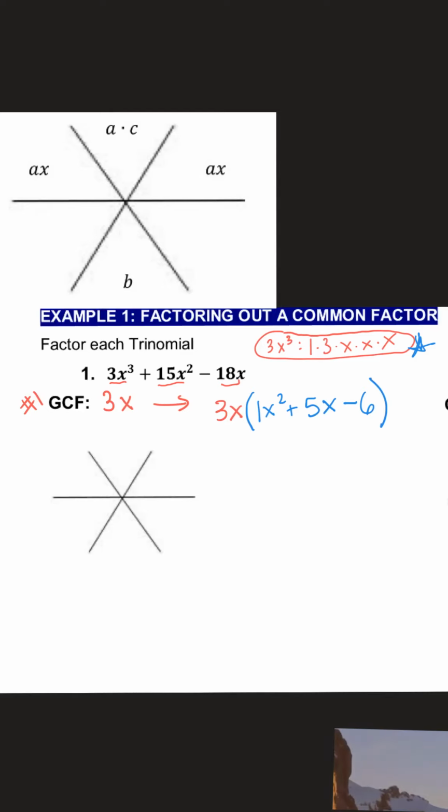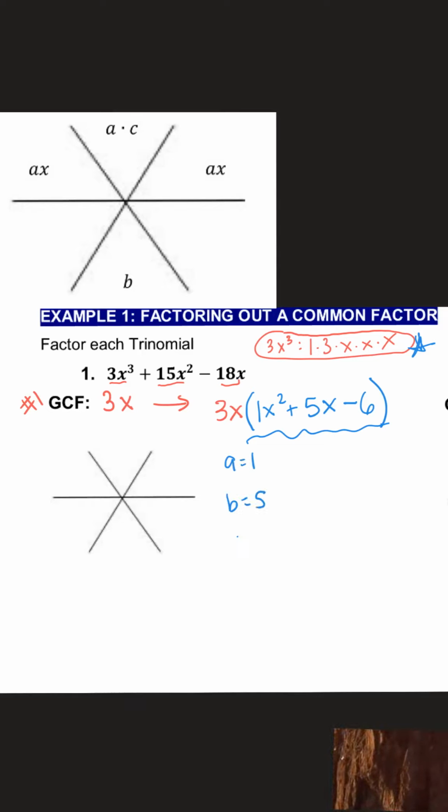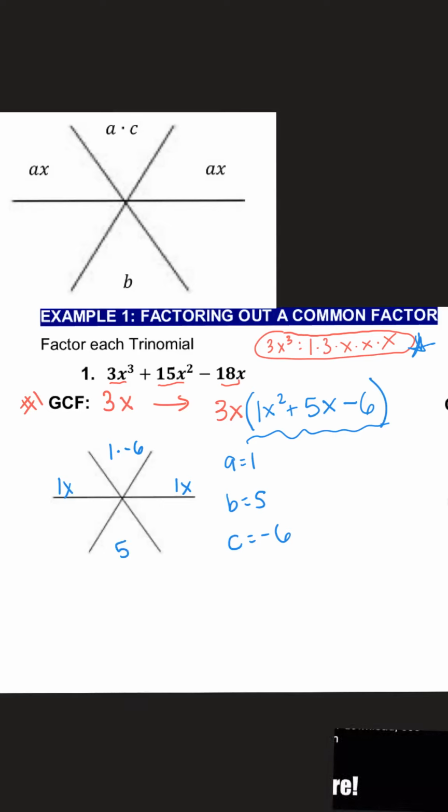Okay, so now I'm going to use my butterfly method with what's in blue. So I'm going to list my A, which is 1, and my B, which is 5, and my C, which is negative 6. And I'm going to plug into my butterfly now. So I have 1x on either side. I have 1 times negative 6 on the top, and I have 5 on the bottom. And 1 times negative 6 is negative 6.